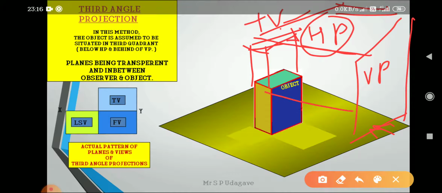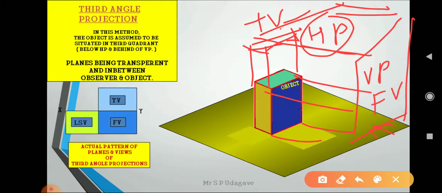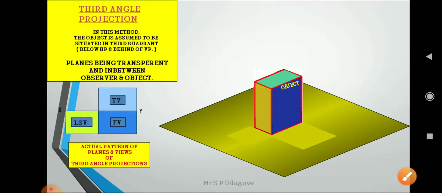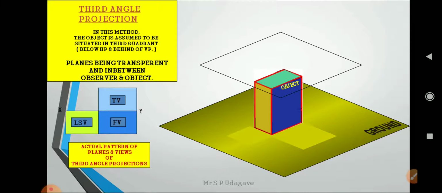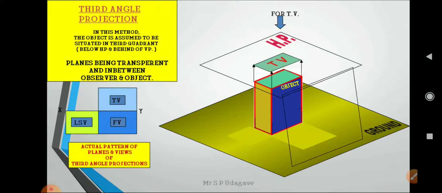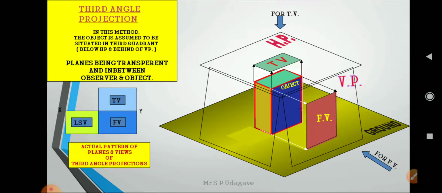When we take the projections, we get the top view of the object in the horizontal plane, and when we take the projection on the VP, we get the front view. On the profile plane we get the left hand side view on the left side. So see the animation of the object resting on the ground. For the top view, the HP is present below the object. In a similar way we take the projection and get the top view. For the front view, which is related with the vertical plane, we take the projection and get the front view on the vertical plane. Similarly, we take the profile plane for the side view, take the projections, and get the left hand side view on the left side.